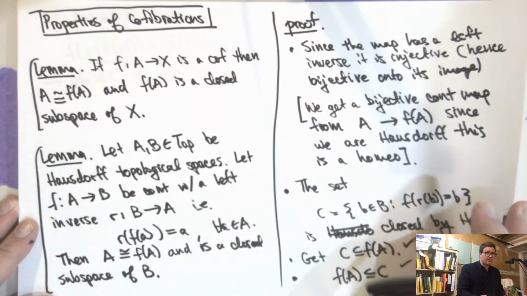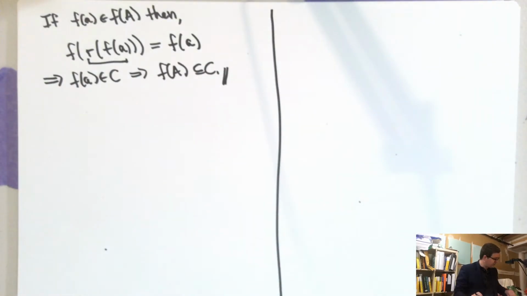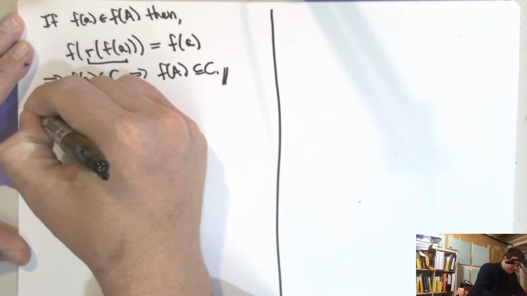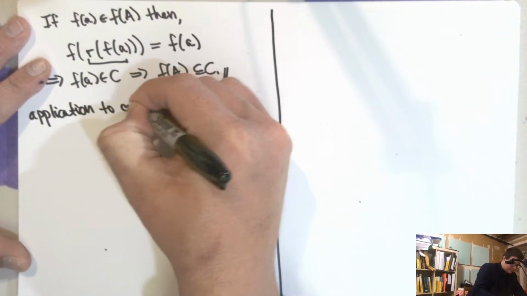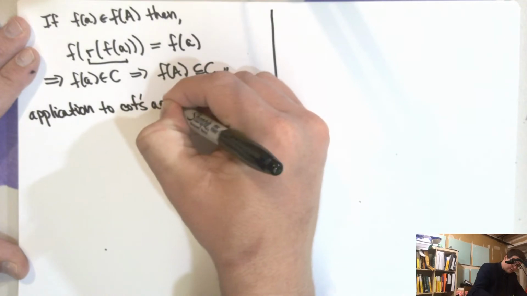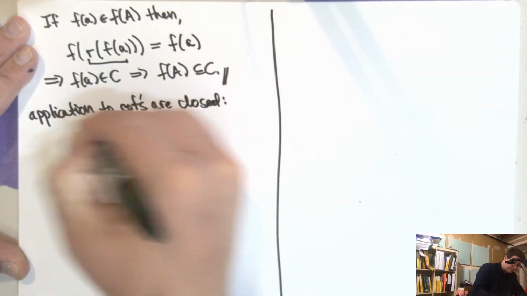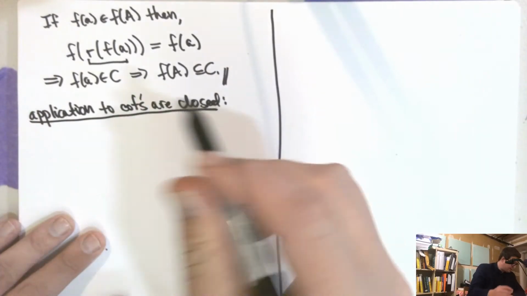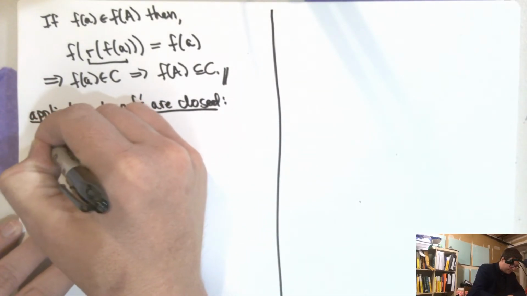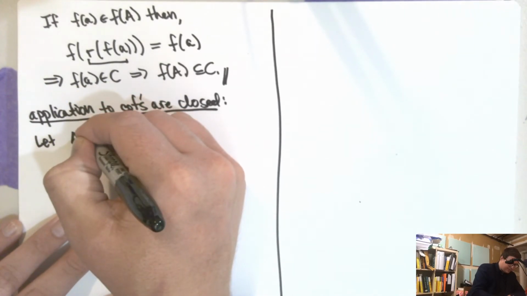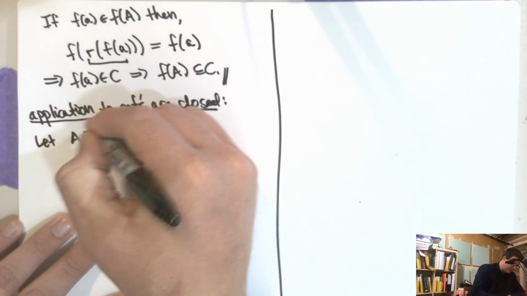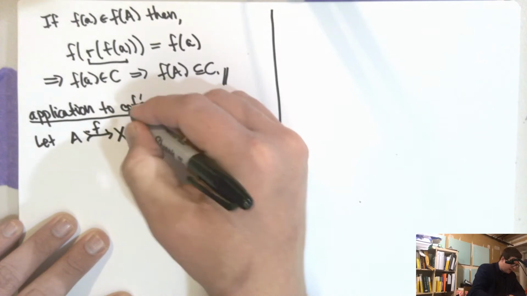All right, so now we can apply this lemma to show that cofibrations are closed. Let A, and sometimes we write it like this, with a fancy arrow for a cofibration. So we'll write this as f, let f be a cofibration.